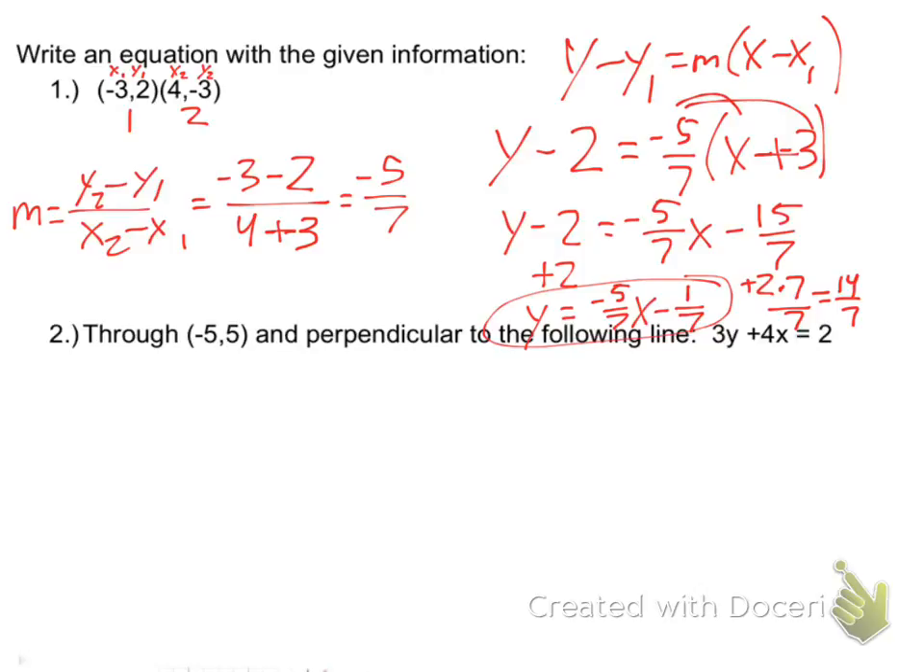Next problem. The next problem says, hey, we have this point out in space of negative 5, 5. And we know that there is a line going through it, but it happens to be perpendicular to the equation of 3y plus 4x equals 2. Does anybody know what that equation form is called? This equation is a certain type. It's in what form? Standard form.